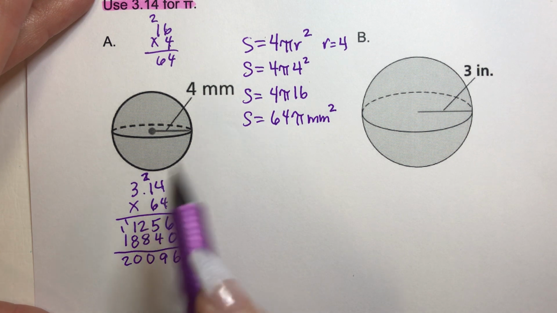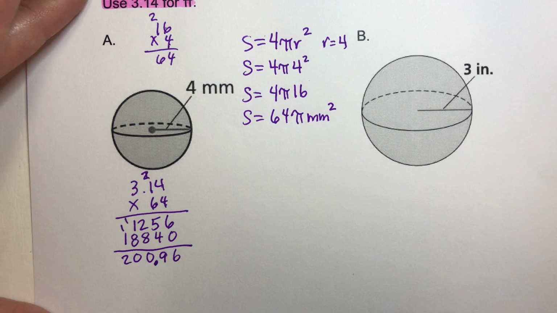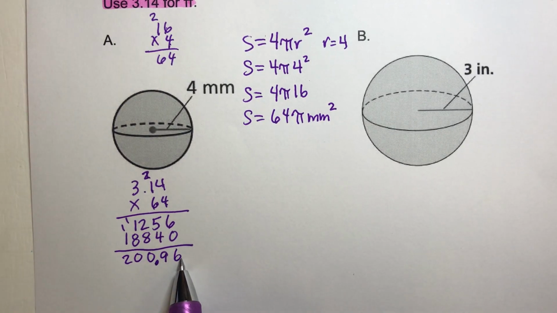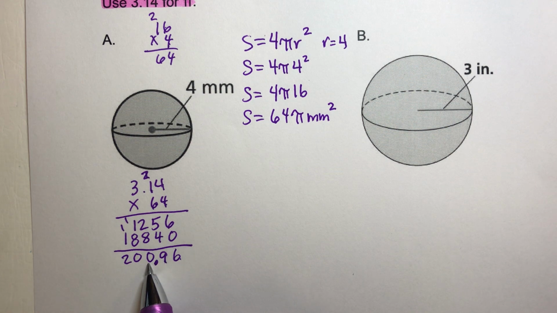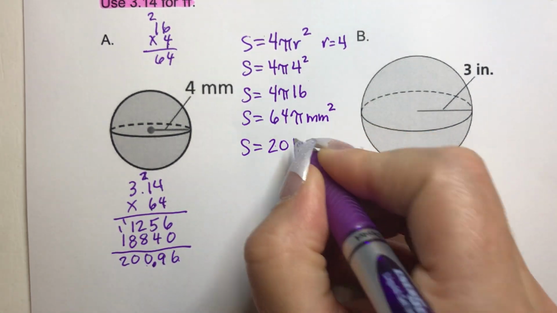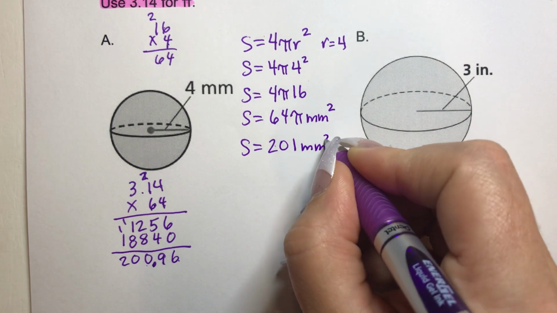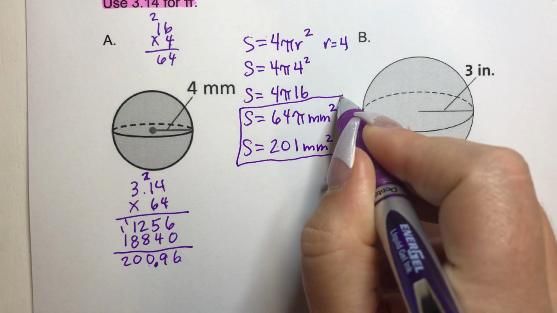And then what do we have? We have 2 decimal places, so we'd have 2 decimal places here. And we'd round this to the nearest tenth. This is the tenth. We look here, and this would round this up to 0, which would round that up to 1. So our surface area is 201 millimeters squared. So those will be both of our answers.